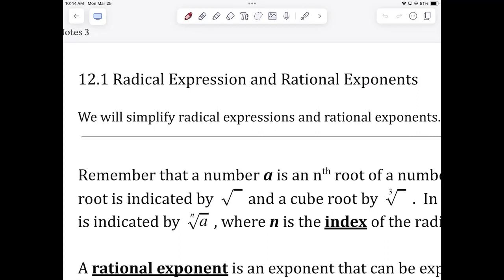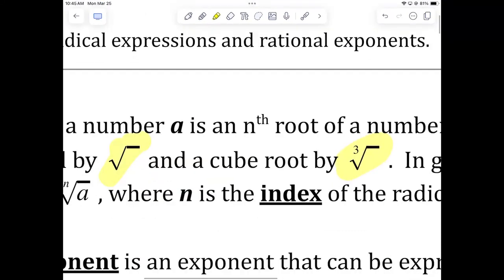So we've been studying square roots and cube roots, right? And we've been using the radical notation. That is this right here. Okay, that is the square root, and this is the cube root. The square root has an implied number right there. What is the implied number for a square root?